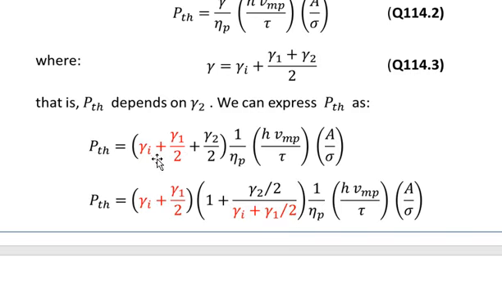And the terms in the red is that we have taken this term, that is gamma I plus gamma 1 divided by 2. This has been taken common from this whole parenthesis. And in the parenthesis, we are left with 1 plus gamma 2 divided by 2. And then, of course, this whole term in the denominator. And then, of course, the rest of the quantities are the same.